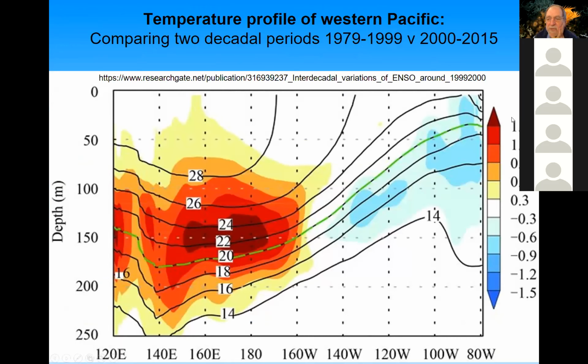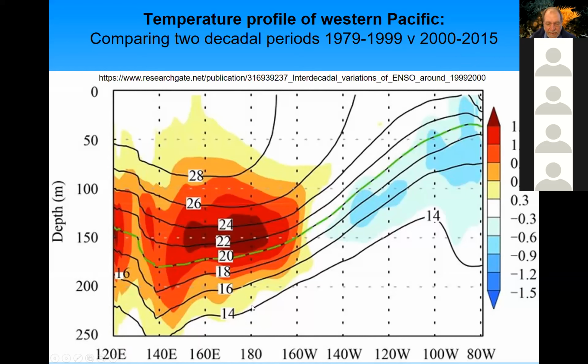This is out in the open ocean, and this is comparing two decadal periods. Here's essentially 1979 to 1999, a 20-year period, compared to 2000 to 2015. Here's depth, and this is not distance from land, this is latitude. We're going from 180, the International Date Line, decreasing west longitude, increasing east longitude.